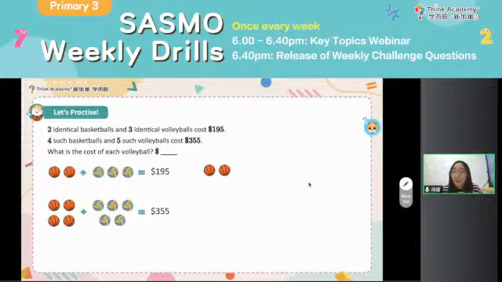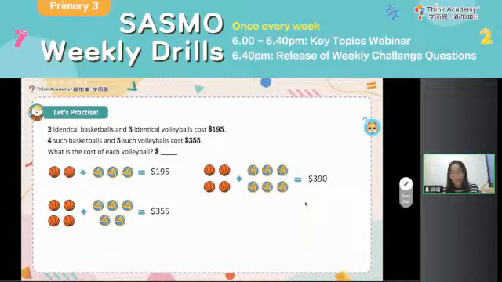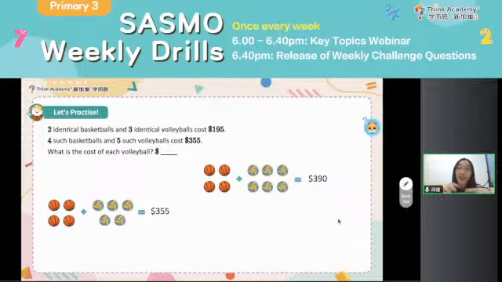We need to make sure that the number can be the same. Here, you see that 2 basketballs plus 3 volleyballs equals 195. So what about here? I just add another group. Now I have 4 basketballs and 6 volleyballs. What is the total price? It should be $390, right? That is 195 plus 195. Following this, you can just compare. Everyone, can you find the common part? What is in common? Correct. Now you see that for both equations, there are 4 basketballs. So actually, we can just cancel.